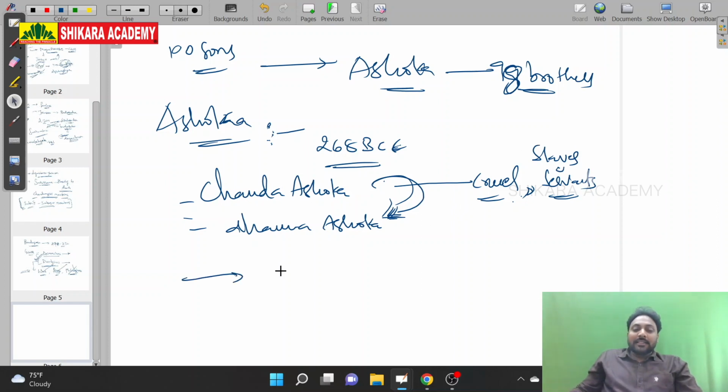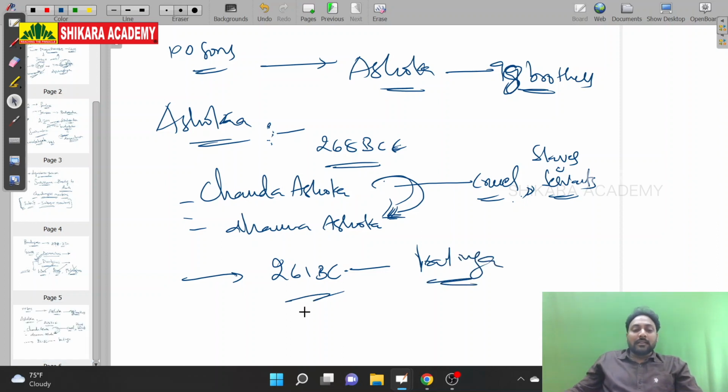And one incident changed his life. In 261 BC, there was a war with Kalinga Rajya. Ashoka fought a war with Kalinga Rajya, and in this, Ashoka killed 1 lakh people.